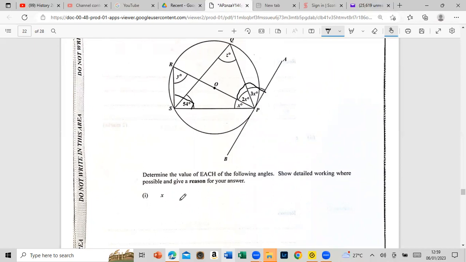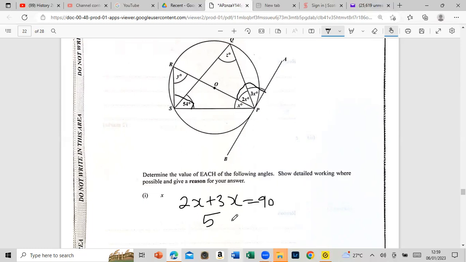So let us do that. Let's go by what we know. So we know 2x plus 3x must equal 90. And the reason, we can go down to that further. So I'll calculate the value of x first.